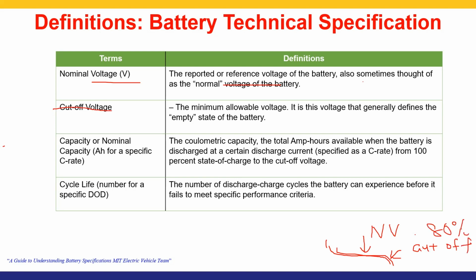The capacity of a battery, which we already discussed, is C-rate determined. And then we have cycle life. Cycle life is the number of discharge and charge cycles that a battery can experience before it fails to meet certain performance criteria. Now, let's come to the summary of this section.